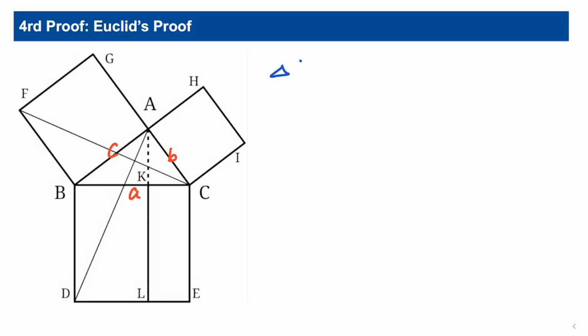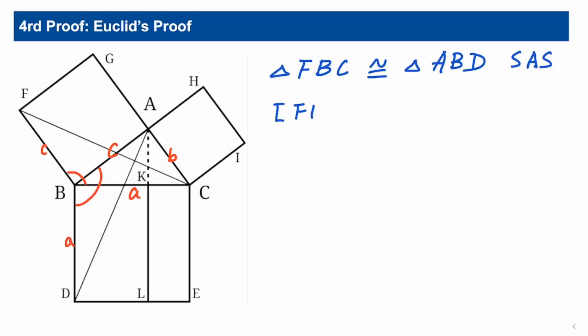Then triangle FBC is congruent to triangle ABD by side angle side. Each triangle has a side with length C. Each triangle has a side with length A, and the angle between these 2 sides are the same, 90 degrees plus angle ABC. Therefore, area of FBC equals area of ABD.